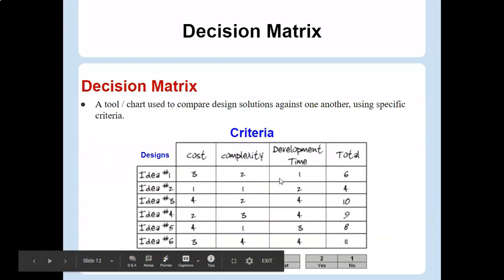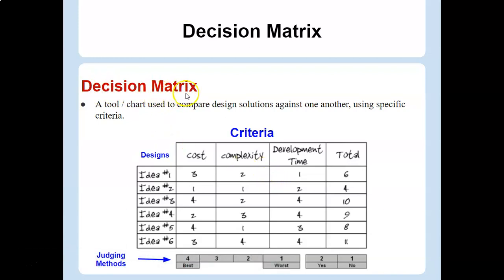But once you have a whole bunch of ideas, you're going to use what's called a decision matrix. Okay, a matrix is like a chart. So a decision matrix is a tool or chart used to compare solutions. So you'll put all your different ideas in this, and you'll come up with some different criteria.